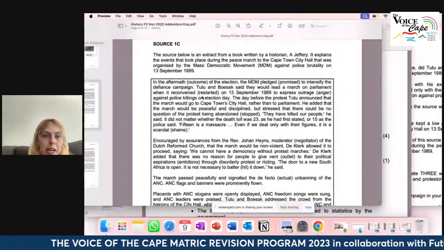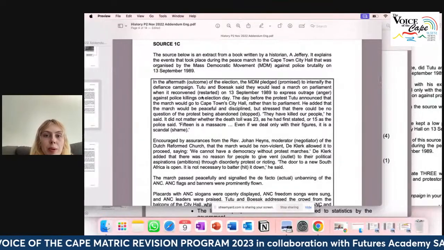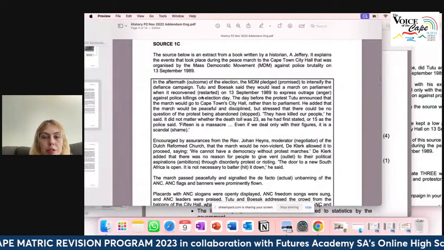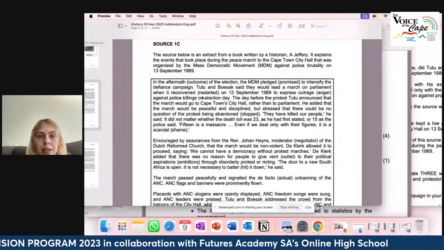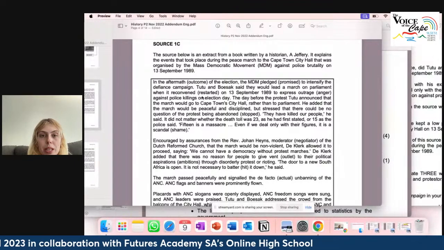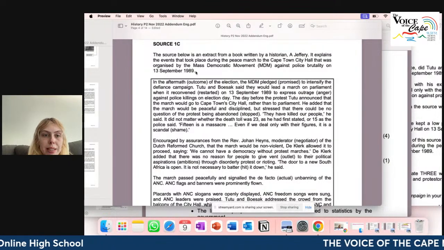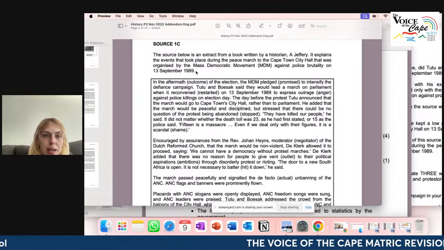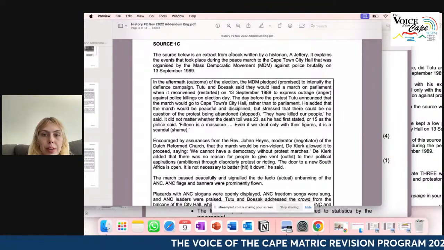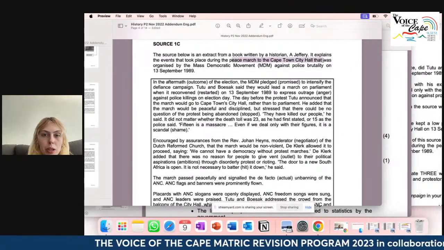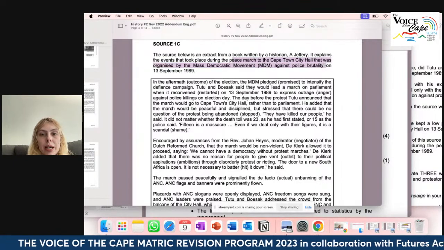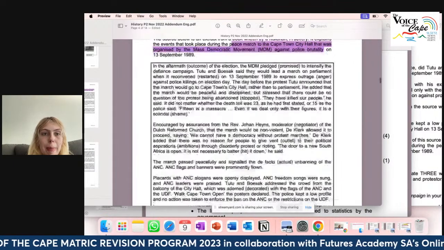Okay, source 1C. The source below is an extract from a book written by historian A. Jeffrey. It explains the events that took place during the Peace March to the Cape Town City Hall that was organized by the Mass Democratic Movement against police brutality on 13 September 1989. So, what are they talking about? A peace march to the Cape Town City Hall against police brutality.